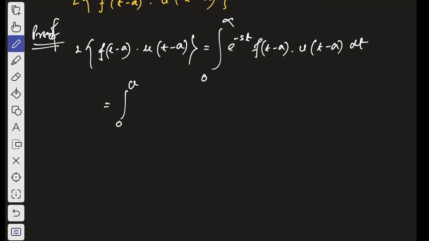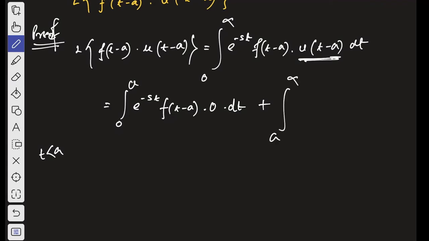So 0 to a, let me scroll down the page. The integral from 0 to a of e to the power minus st f of t minus a times the unit step function. Here you see this unit step function is 0 for t less than a. So that's why when you write the integral from 0 to a, it's going to be 0 dt, right? And plus the integral from a to infinity, where its value will be 1 for t greater than a.